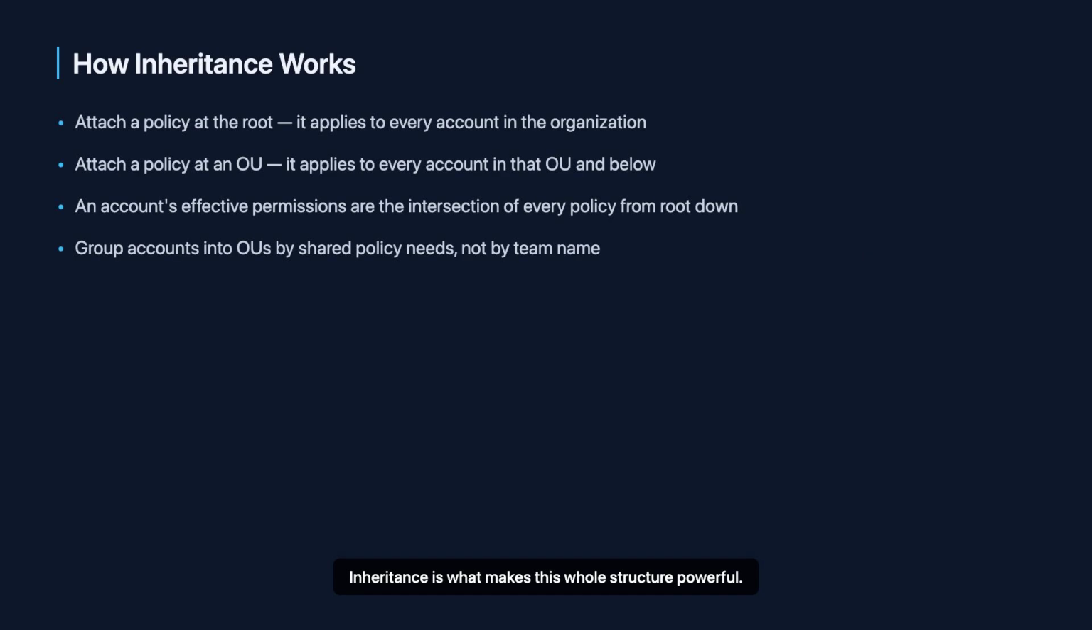Inheritance is what makes this whole structure powerful. Attach a policy at the root, and every account in the organization is bound by it. Attach it at an OU, and it covers every account in that OU and any OUs nested below. An account's effective permissions are the intersection of every policy from the root down to the account itself. If any level says no, the answer is no.